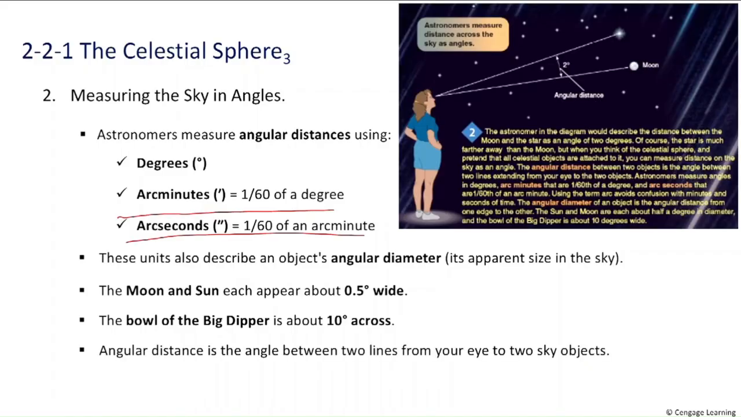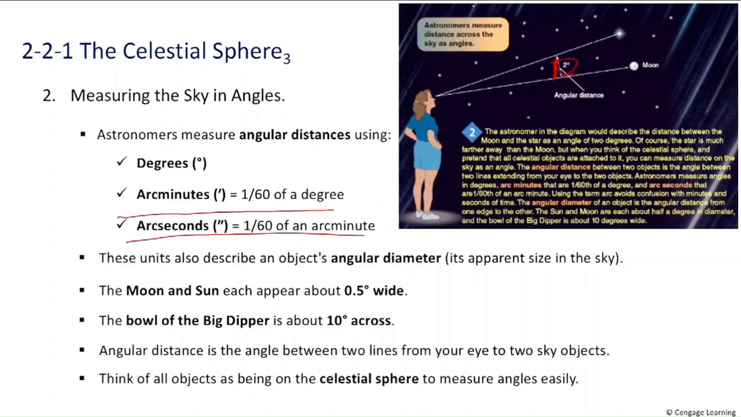Here's how that works. Imagine lines from your eyes to two stars, and the angle between those lines is the angular distance. For example, the astronomer in the diagram would describe the distance between the moon and the star as an angle of 2 degrees. So to make things simpler, astronomers imagine everything, stars, planets, the moon, as if they are pinned onto a giant dome, the celestial sphere. That way, we can measure distances as if they are on a flat surface.